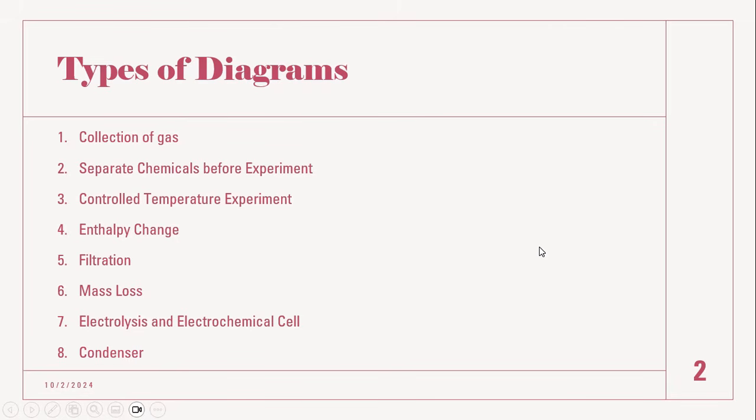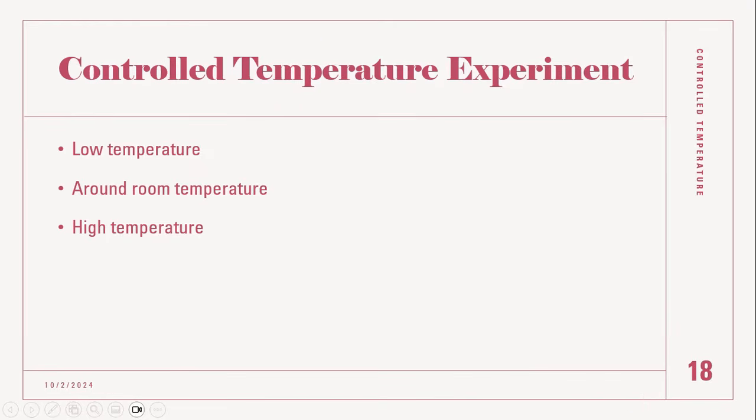Step number 3 will be controlled temperature experiment. I will further split this controlled temperature experiment into 3 subcategories: low temperature, around room temperature, and high temperature. Now, low temperature means they want to conduct the experiment at temperature lower than room temperature. So our room temperature is 25 degrees Celsius. So any temperature lower than 25 is categorized under low temperature.